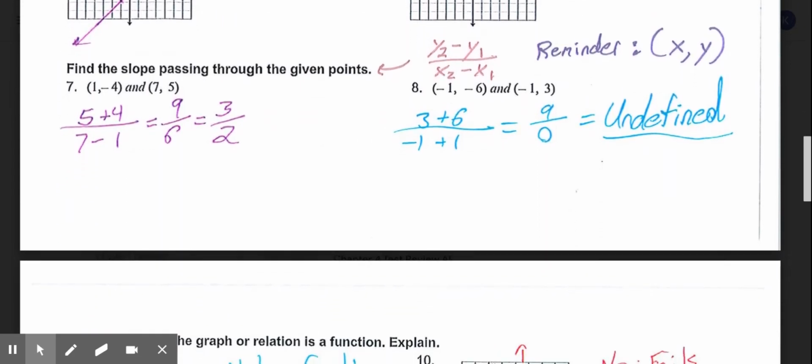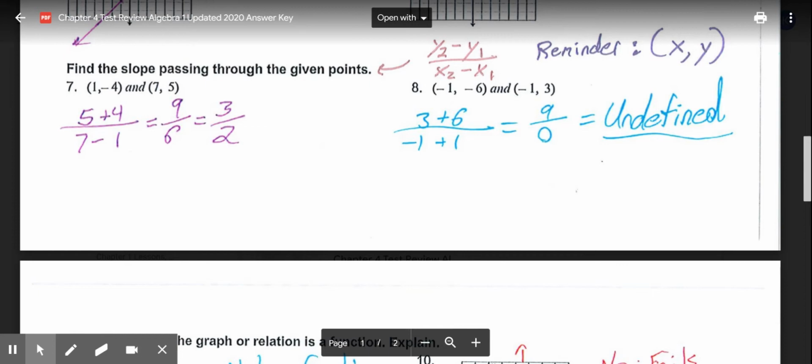Now moving into finding the slope. So not saying if it's positive, negative, 0, or undefined, just simply finding the slope, we're going to use the change in y over change in x. So y2 minus y1 over x2 minus x1. And a reminder here, all ordered pairs are written x value first, y value second. So we know the y values have to be on top for slope, x values have to be on bottom.